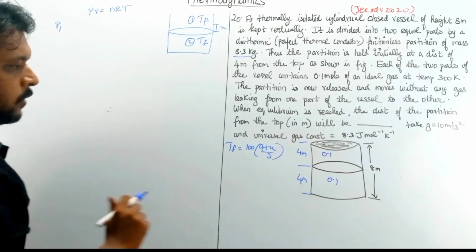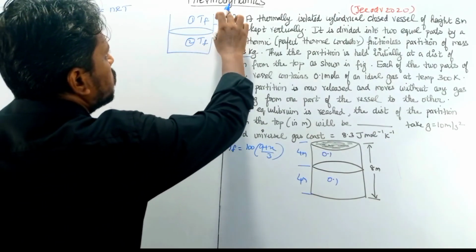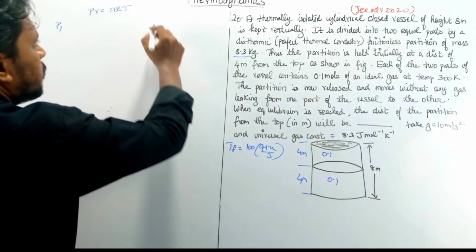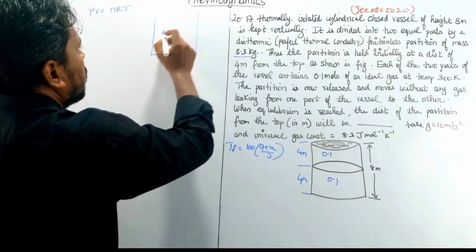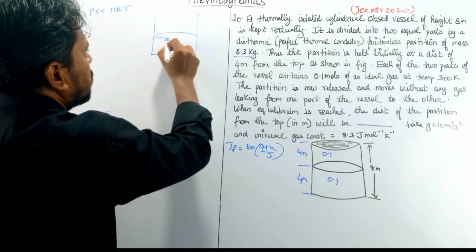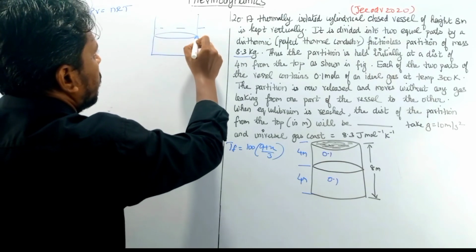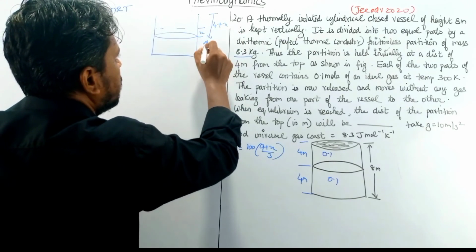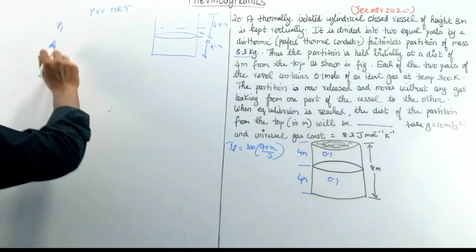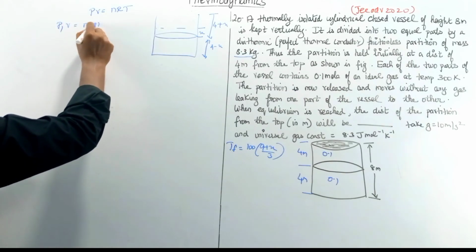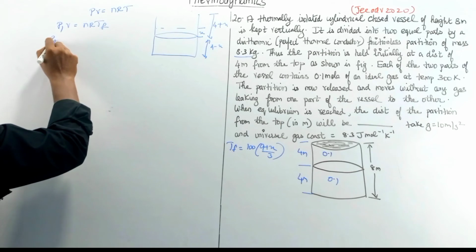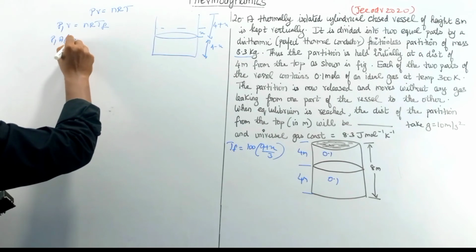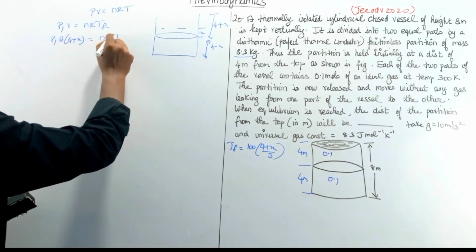P1, now we can write, as it is moved to distance x, this diagram could be redrawn as, this is moved to distance x from this position. From the top this is 4 plus x, from the bottom it is 4 minus x. So P1 into V is equal to nR into TF. Volume could be written as area into the distance, so P1 into area into 4 plus x is equal to nRTF.